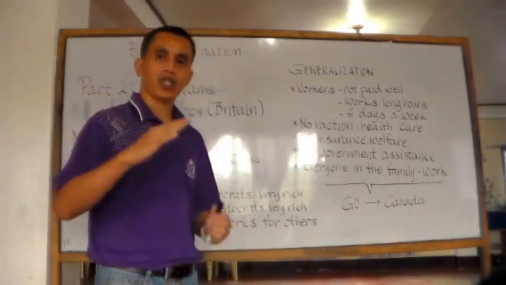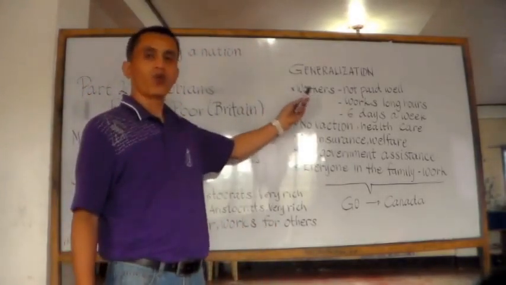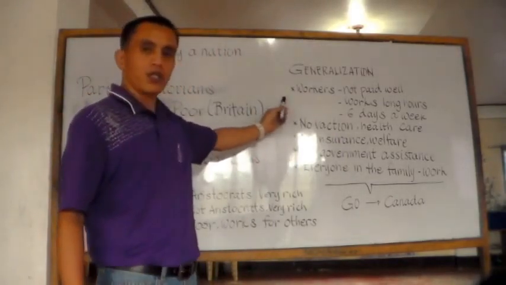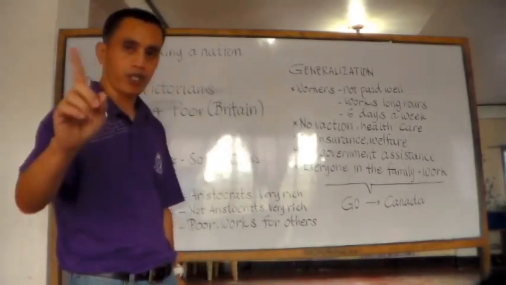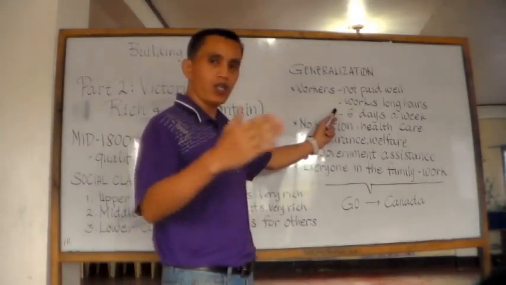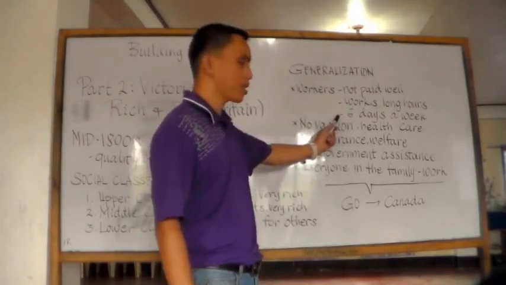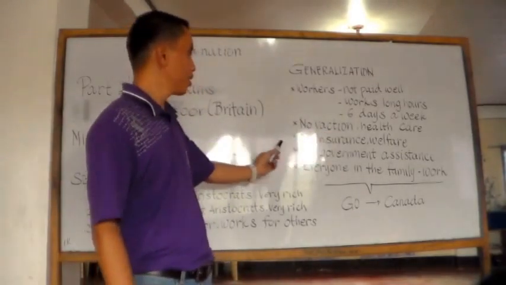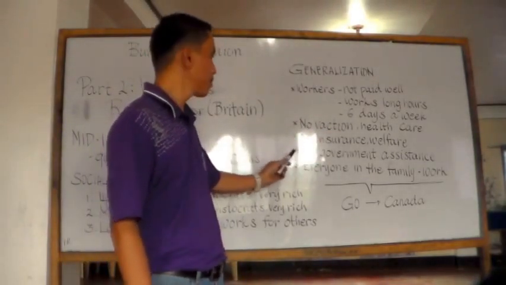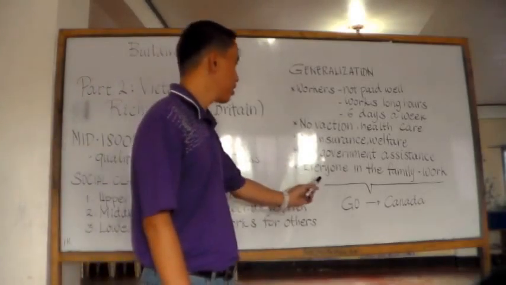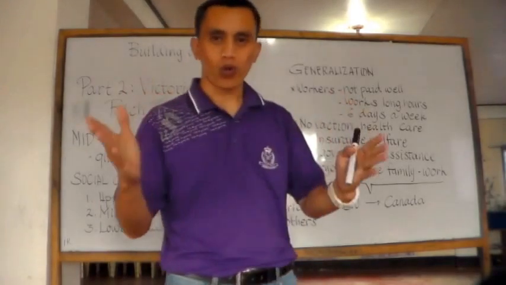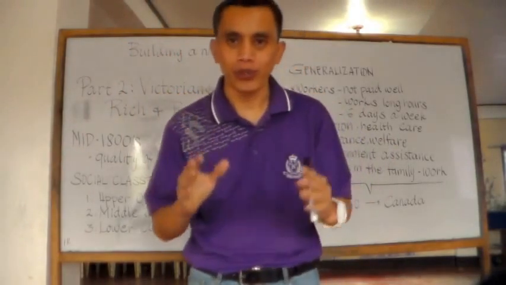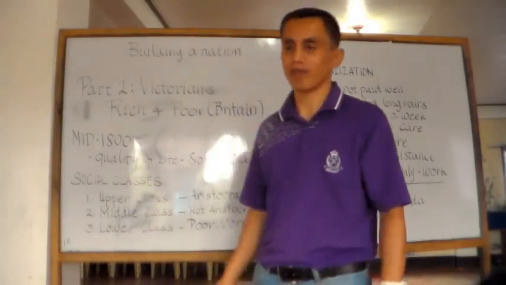Now, let's take a general look at what went wrong, and how life was in that era. During this time, workers were not paid very well. They worked very long hours, six days in one week. No vacation, no health care, no insurance, no welfare, and no government assistance. Everyone in the family must work. The rich continuously became richer, and the poor became poorer and poorer.